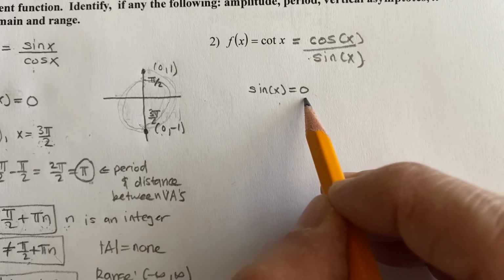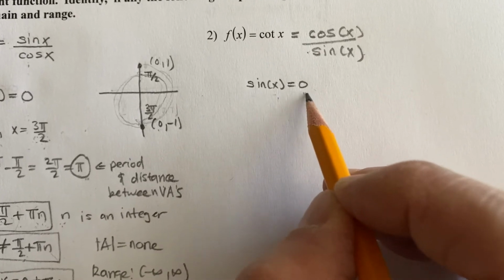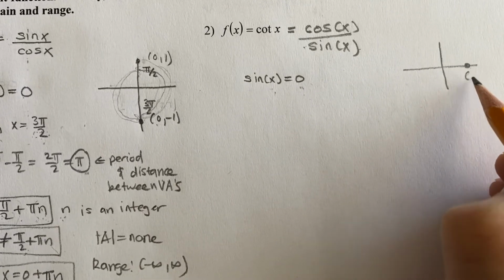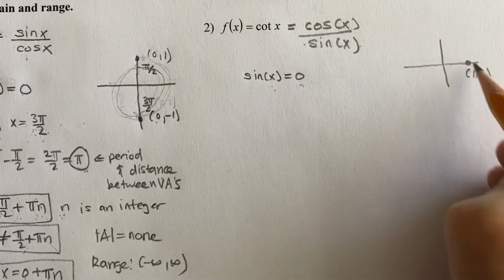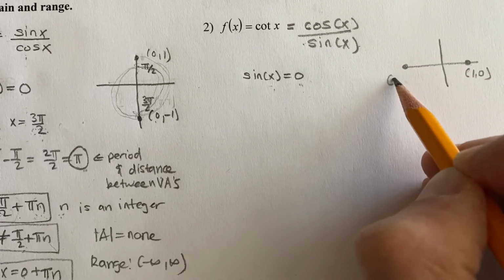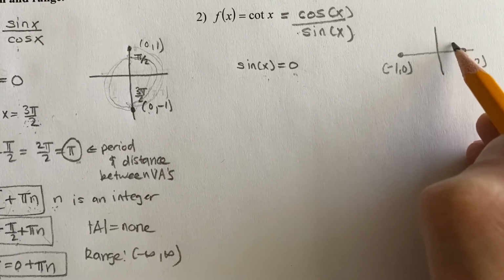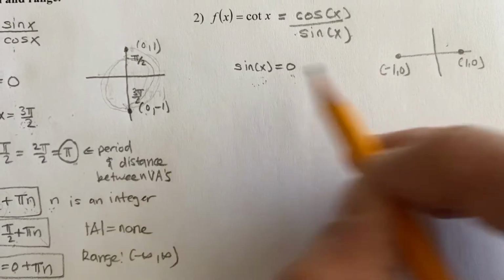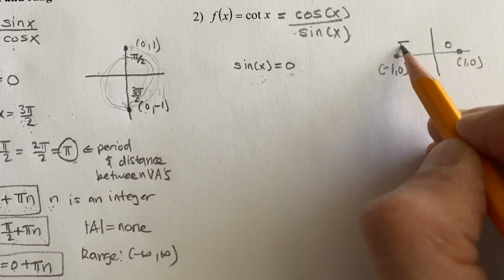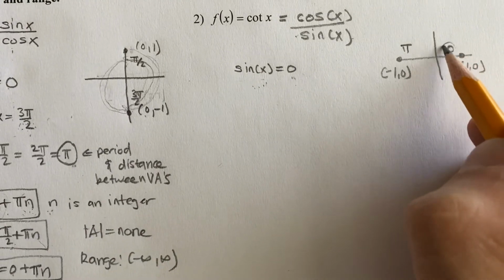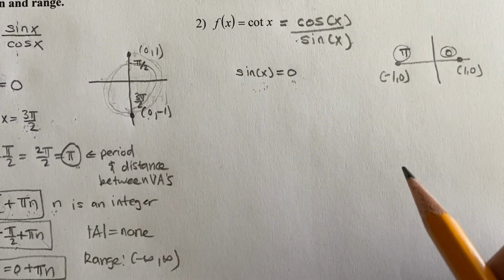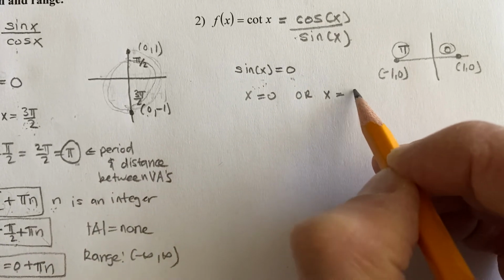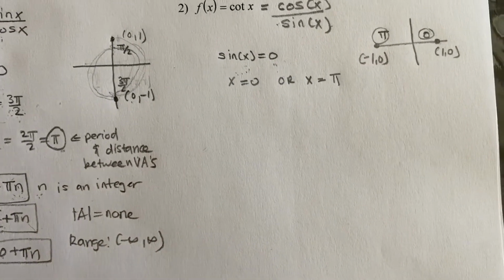Okay, so where is the y value, right? Remember, sine is the y value in the unit circle. So if you forgot, you can just sketch it out, right? The y value is 0 here at 1 comma 0, and negative 1 comma 0, right? The radians for which the y value is 0 is 0 radians and pi radians. Okay, so these are going to be your first two VAs. I'm going to say x is equal to 0 or x is equal to pi.